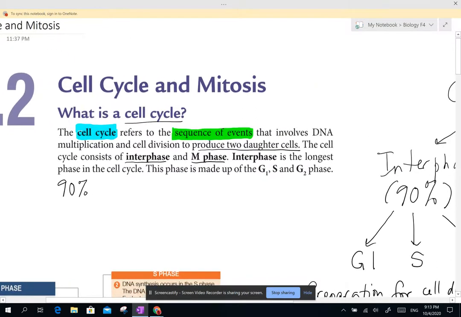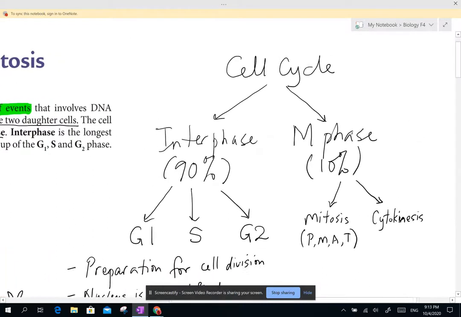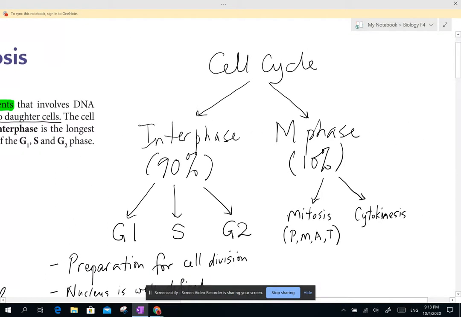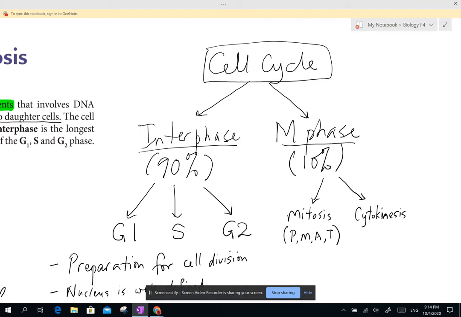Let's look at this diagram that I've written out for you. The cell cycle is divided into two phases. One is called interphase, which takes up about 90% of the whole time. 它大部分的时间是在那个 interphase. Only 10% of the time do you actually see the nucleus dividing, the chromosomes splitting into two parts and moving left and right. That comes under M phase.